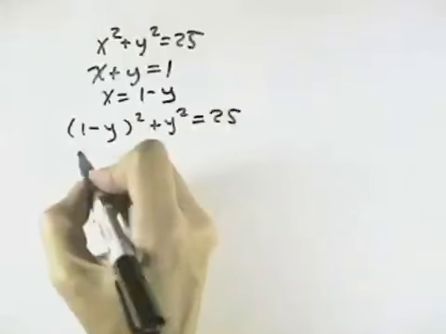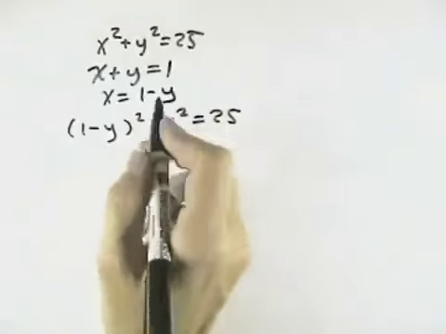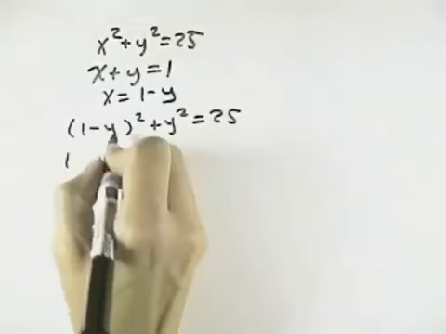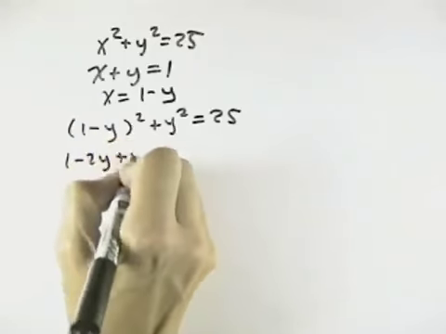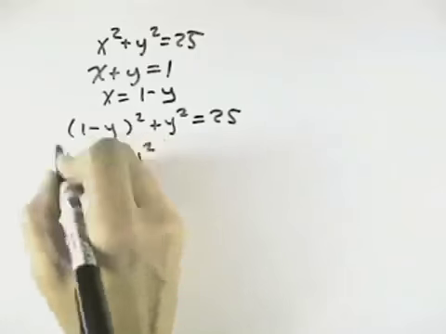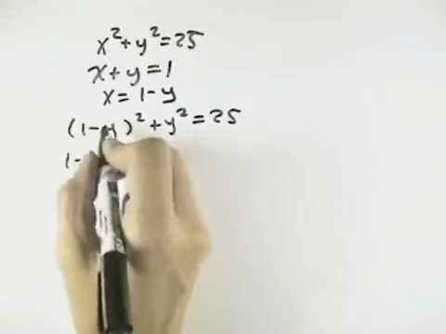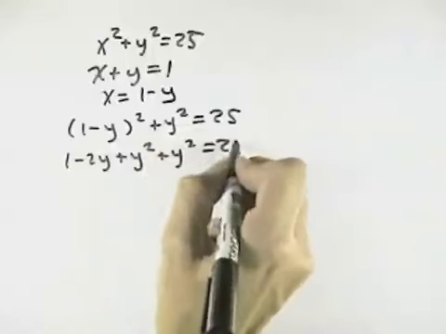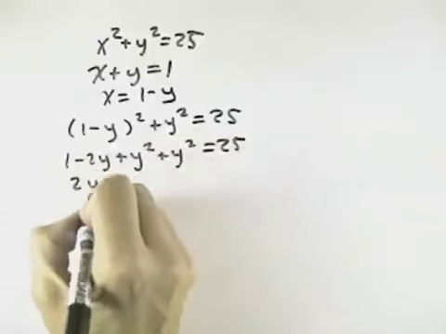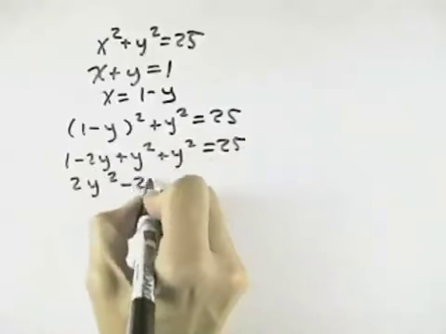And now what I need to do is multiply out (1 minus y) squared. That's going to be 1 minus y times 1 minus y, which will give me 1 minus 2y plus y squared when I take this parenthesis and multiply it by itself, foiling it out and combining like terms. Then I have plus the y squared equals 25. So this is 2y squared. I have a minus 2y.